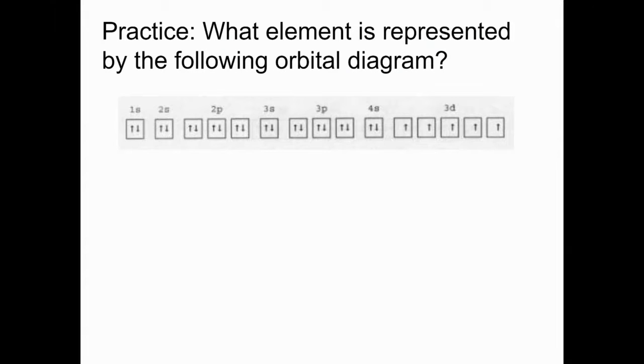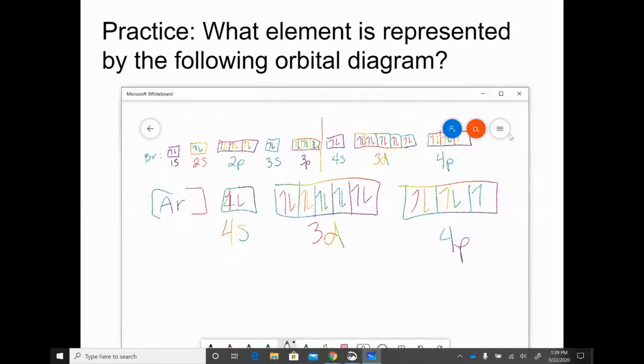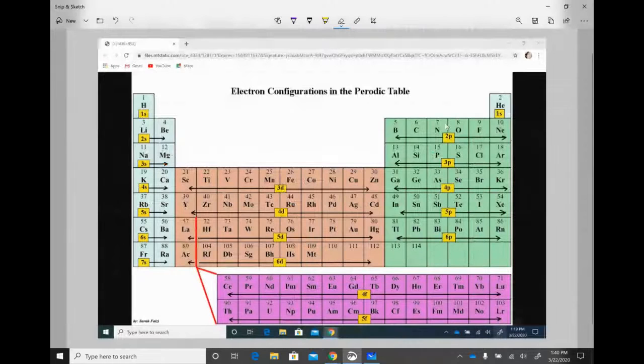Okay, so now I want you to pause the video again here and see if you can answer this question. Okay, so let's take a look at this one. We have the 1s, 2s, 2p, 3s, 3p, 4s, and then we have 5 into the 3d's. So what you want to do is take a look at your periodic table right here. So we're 5 into the 3d's.